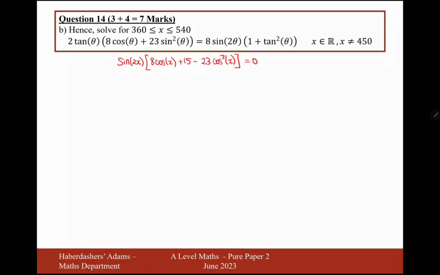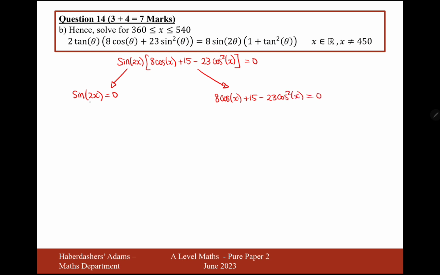Right, then let's now move on to part B. So we need to now solve this equation between 360 to 540, where we have this equation here, but I've put our rearranged form up on the screen there. So what we're now going to do is solve each of these two separate equations between 360 to 540. So first of all, start off with sine 2x equals 0, and then we're going to move on to 8 cos x plus 15 minus 23 cos squared x equals 0.